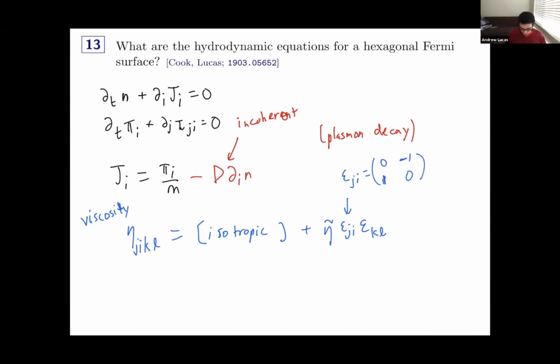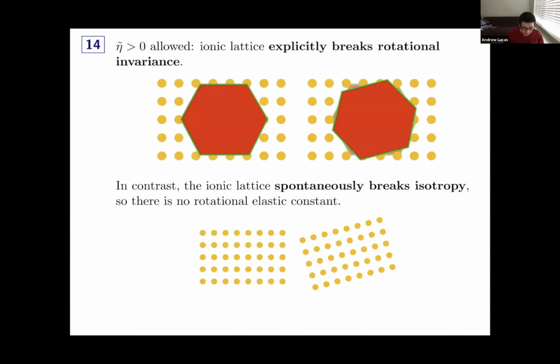And we call this term rotational viscosity. Okay? So there's a new kind of viscosity that can arise with a hexagonal Fermi surface that has never been seen before in experiment, I would argue. And this is something genuinely new about hydrodynamics that you can have in an electronic setting, in a material like palladium cobaltate. So let me explain a little bit about why this can happen.